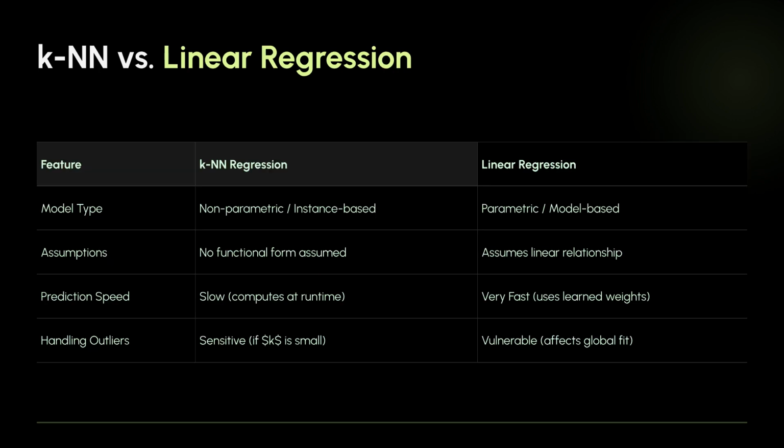KNN is non-parametric, assuming no functional form, making it flexible. Linear regression, in contrast, is parametric, assumes a linear relationship, and is much faster for predictions.